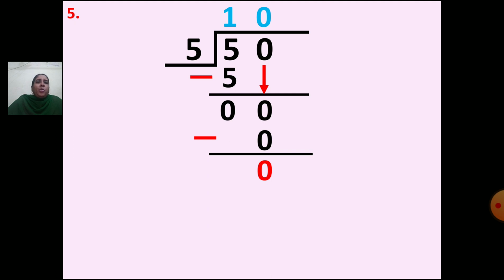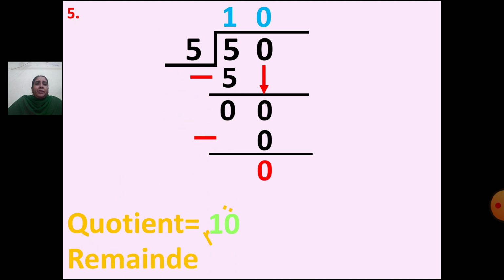Okay. Now you can write quotient and remainder. So what is the quotient here? 10. Very good. And what is the remainder? Yes, 0. So this is your answer, children.